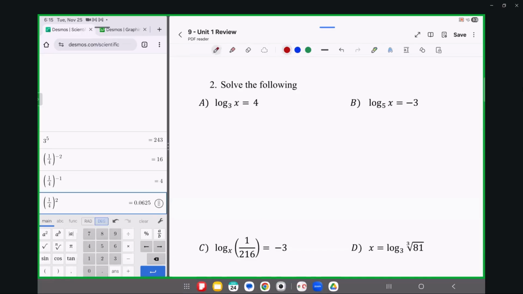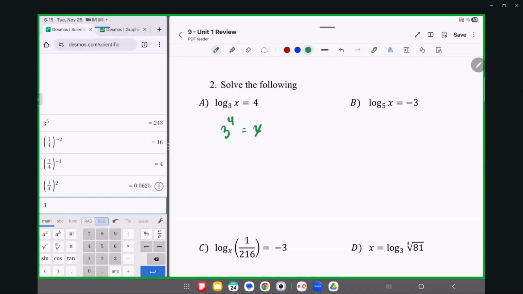And so here we've got log base 3 of x is equal to 4. So using the equivalent exponential notation, this is the same thing as 3 to the power of 4 is equal to x. And if you're not sure, 3 to the power of 4 is going to be 81. And that'll be our solution.